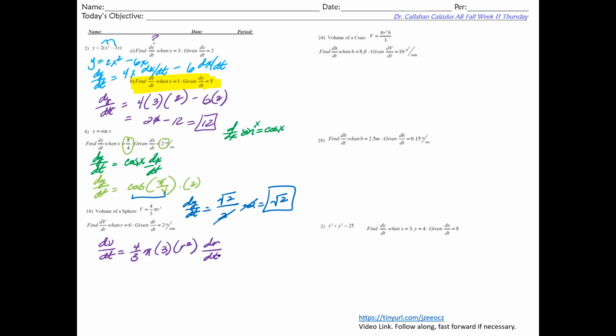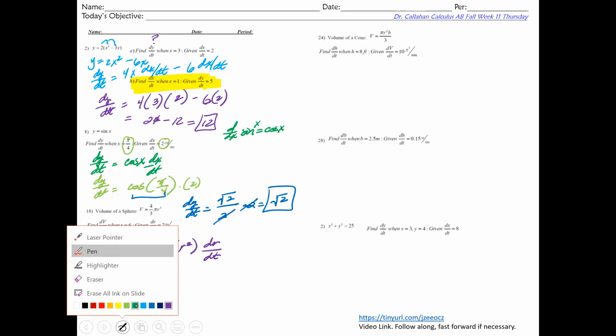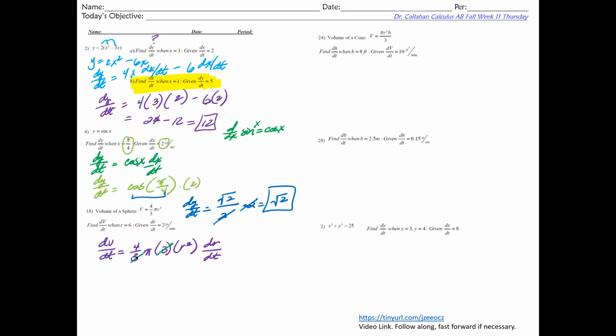Okay, and so then after this point, you can see that you can go ahead and cancel the 3's. And then it's given to you that r is 6, so I'm going to put r squared, which is 36. And then dr over dt is just a 2. So I now need to take 4 times 36 times 2, which is then going to give me 288 pi. And then my unit is inches cubed because I'm dealing with volume per minute.